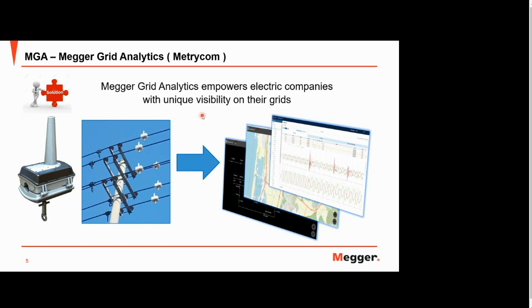So Megger Grid Analytics empowers the electric company with unique visibility on their grid using the MS5000 sensors. These sensors are installed on the overhead lines of the network, and those sensors continuously monitor the data and send it to the MetroView software, where you can have all the details of the grid, such as the fault events, heat map, and more. We are going to discuss this in more detail in the upcoming slides.